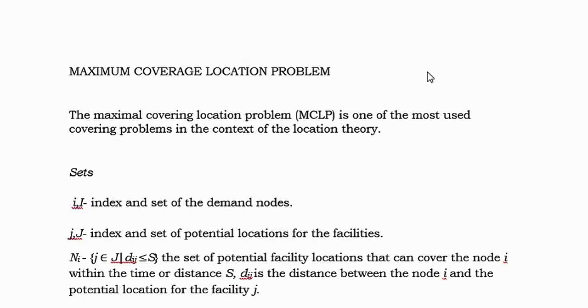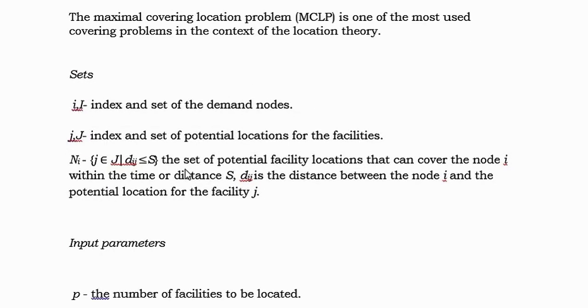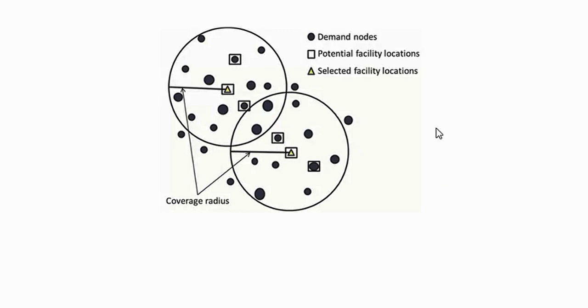So we have this collection of sets and input parameters. We have the sets, the i's, the j's, and the N sub I. The i's here is the index and the set of demand nodes, and the j's here is the index and the set of potential locations for the facilities. N sub I is the set of potential facility locations that can cover the node I within the time or distance S. D sub I J is the distance between the node I and the potential location for the facility J.